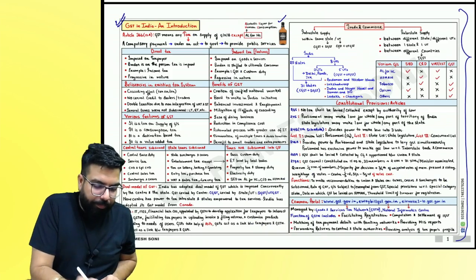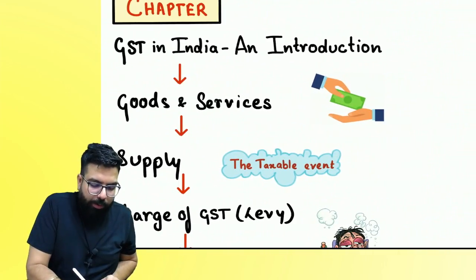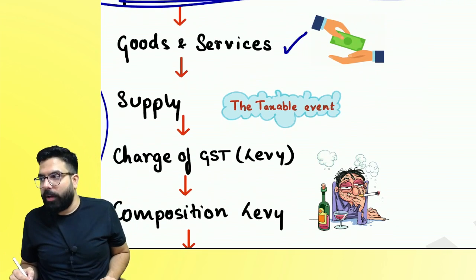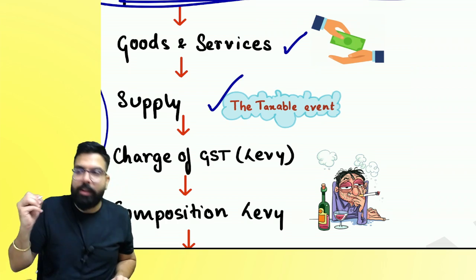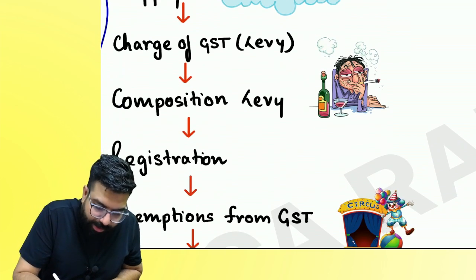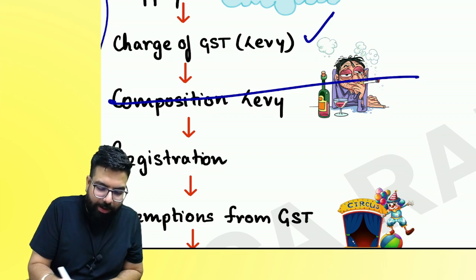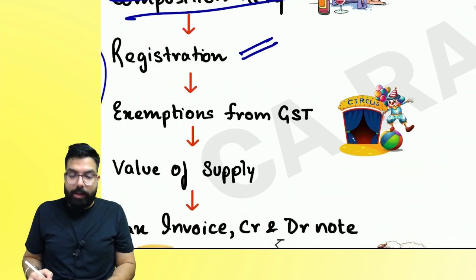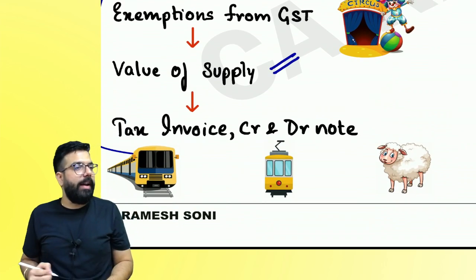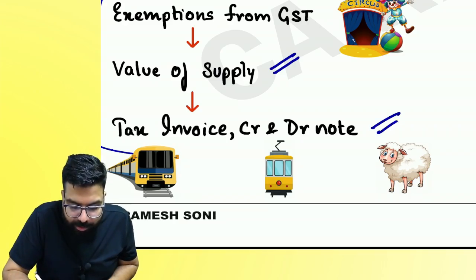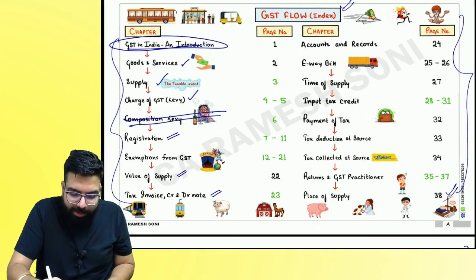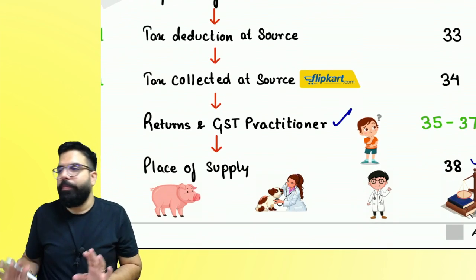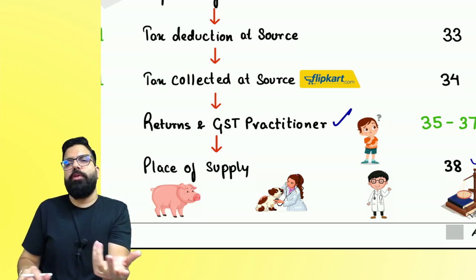Supply. See, first of all, this you leave it. This is the basic chapter. Okay. First of all, something has to be goods or service. Then goods or service you will supply. Then GST will get levied. Then you will have to take registration. Then you will calculate GST. Correct, everyone? Then you will give the invoice, and then you will make the payment, and then you will file your return. These are the chapters which we are going to learn.